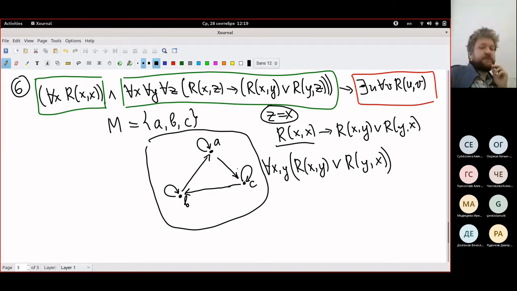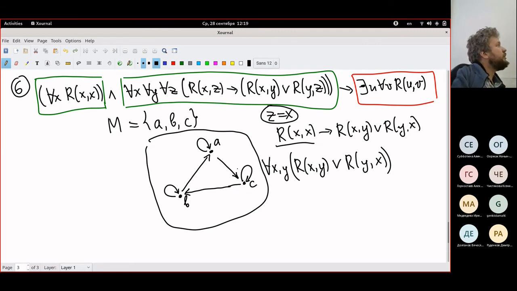Now look, what can happen then? If they're not a loop, then there is a point which both go on. We have x, x, and y, x. So, and this is true. Now this is true, yes.